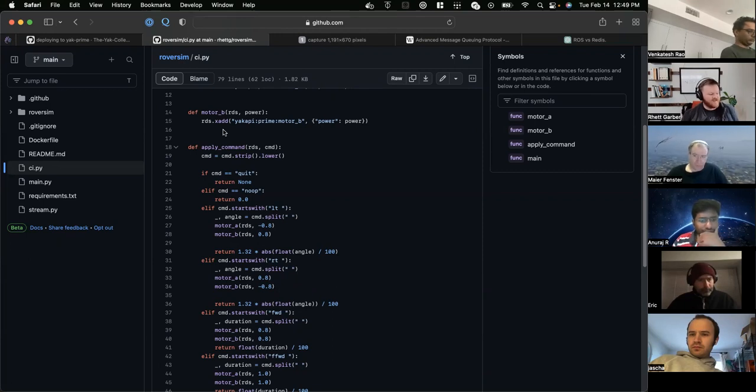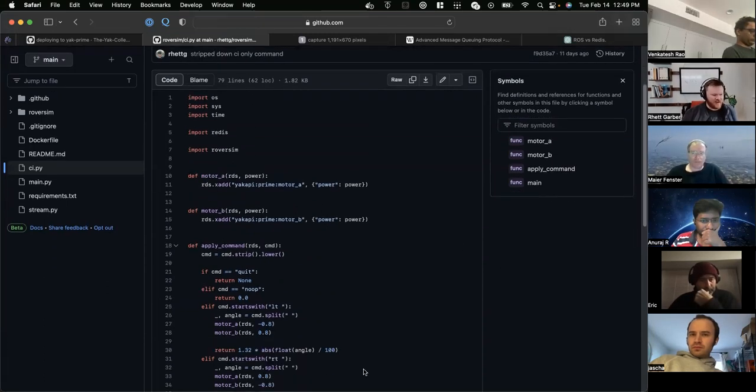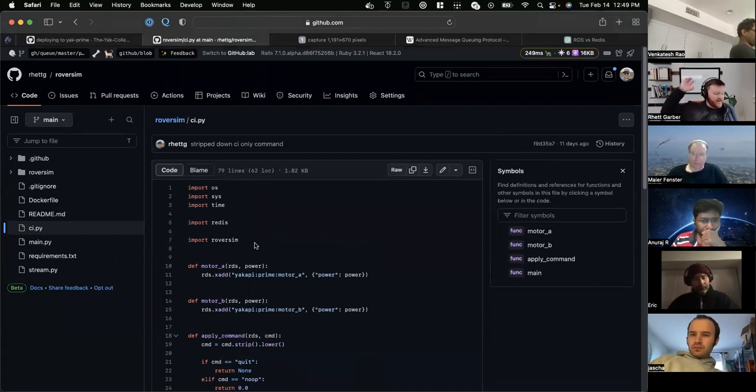Yeah, and as I said, this CI thing probably shouldn't exist within the same repository. These could all run completely independently. So how did we set it up so that we can collaborate on it?